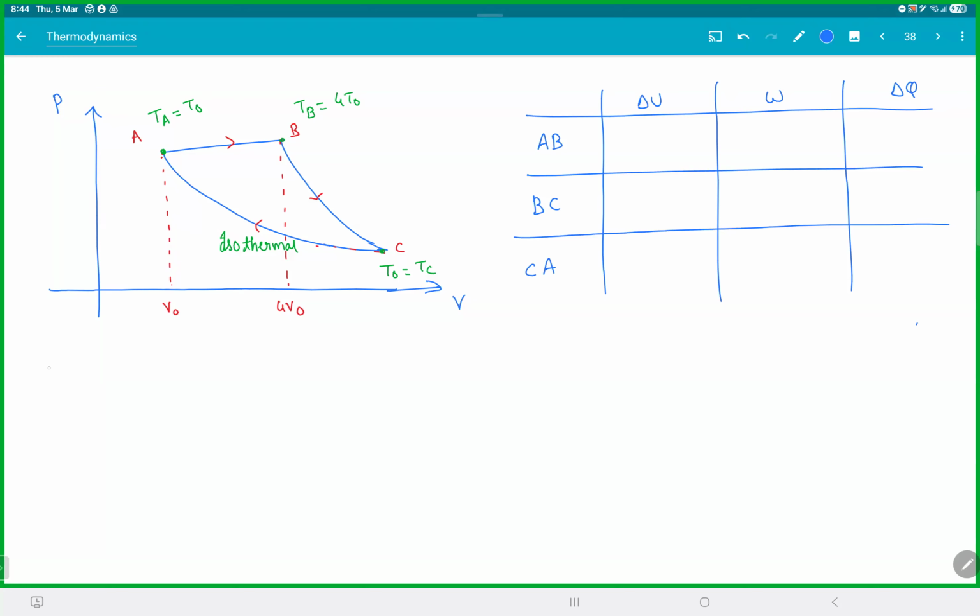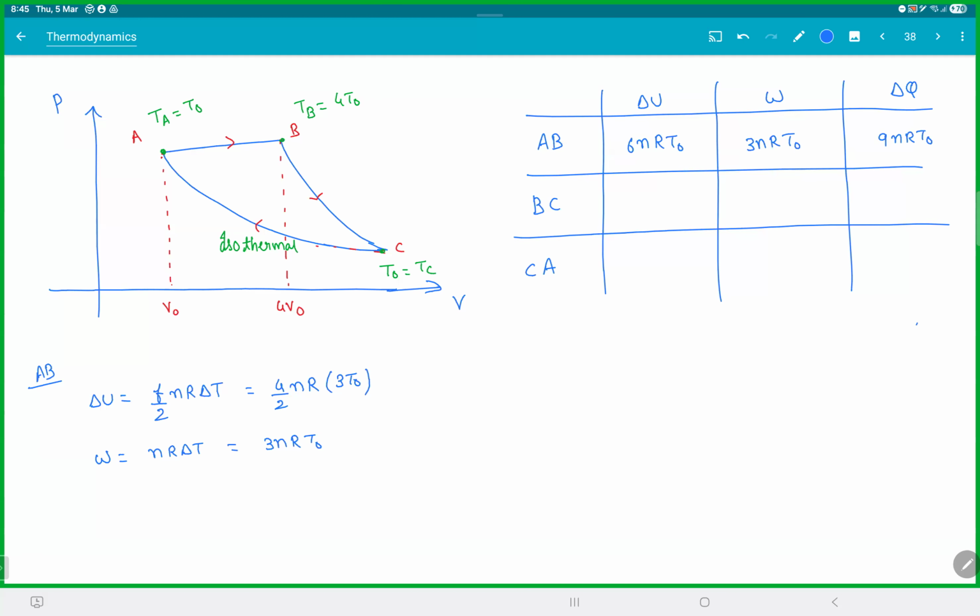So I know F is 4. So for A to B, what is delta U? F by 2 nRT. F is 4. N is not given. Okay. R, and temperature is 3T naught, TB minus TA. That would be 6 nRT naught. It's an isobaric process, so work done in AB will be nR delta T. That will be 3 nRT naught. Delta U plus W will give you delta Q. That is 9 nRT naught.